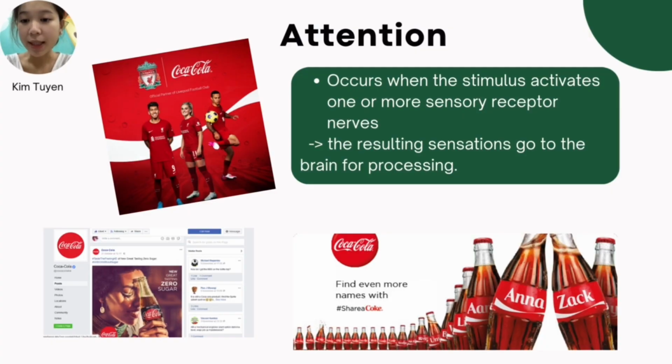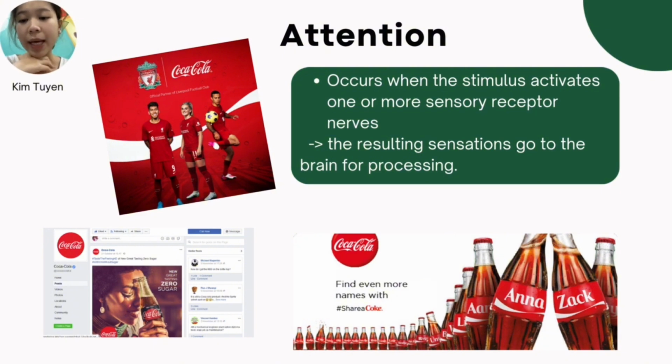Now, moving to learning objective 3: explain attention, the factors that affect it, and the resulting marketing implications. Firstly, let's know more about the definition of attention. Attention occurs when the stimulus activates one or more sensory receptor nodes, and the resulting sensations go to the brain for processing.